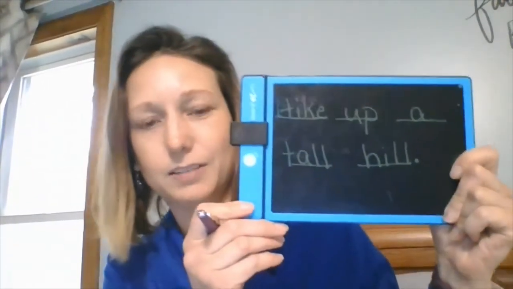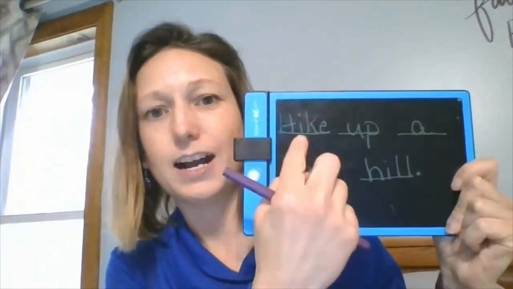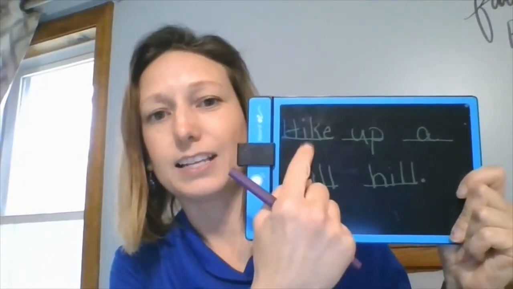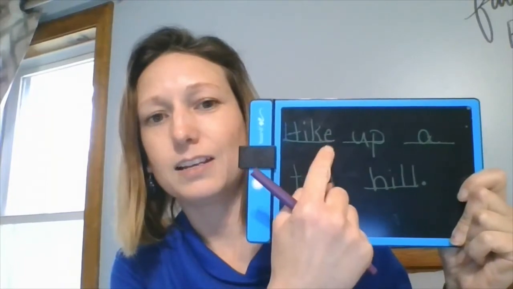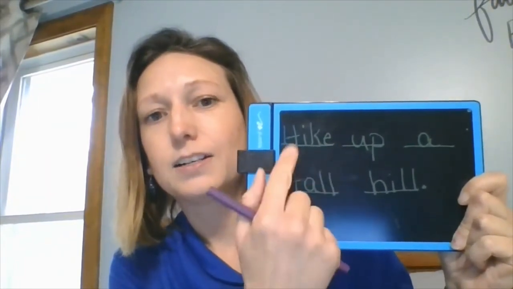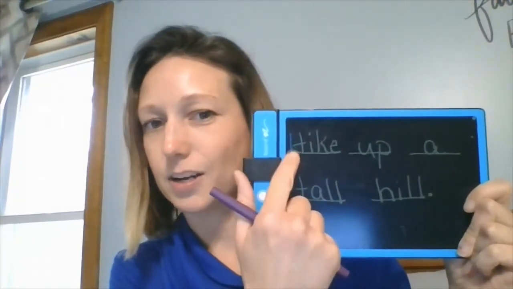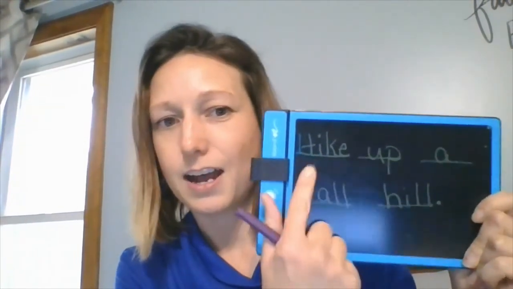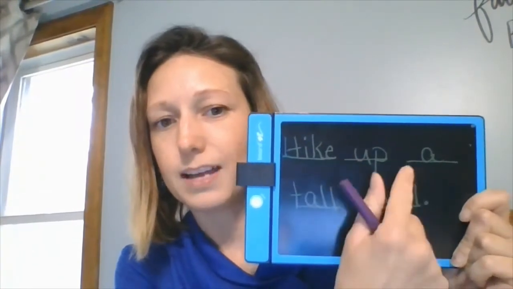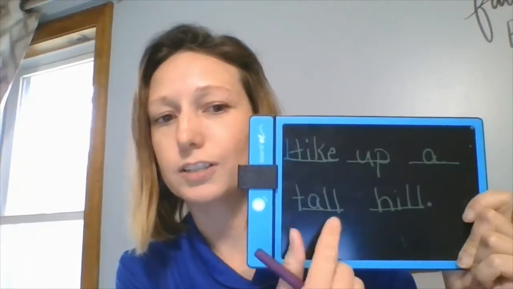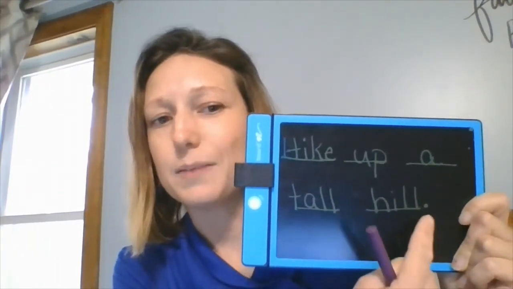Here we go. Hike, I-K-E. I says its name, so we have the K, E. Uppercase H, because it is the beginning of your sentence, and sentences always start with an uppercase letter. Up, U-P, a, tall, T-A-L-L, there's our all chunk, hill, H-I-L-L, and there's our floss rule as well. And then make sure you have your period at the end.